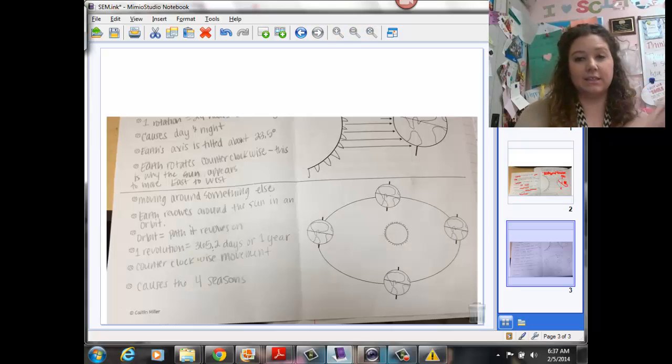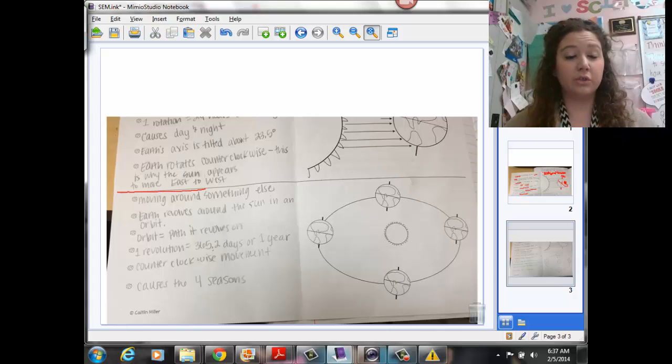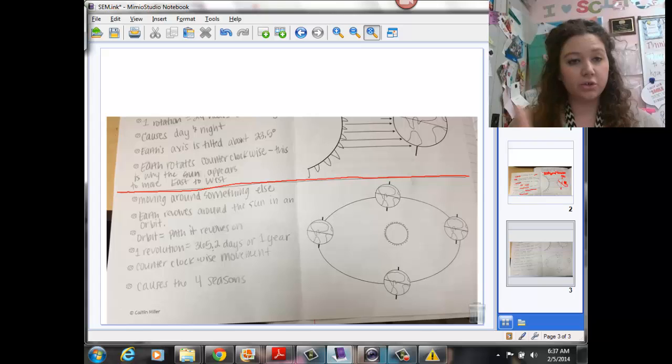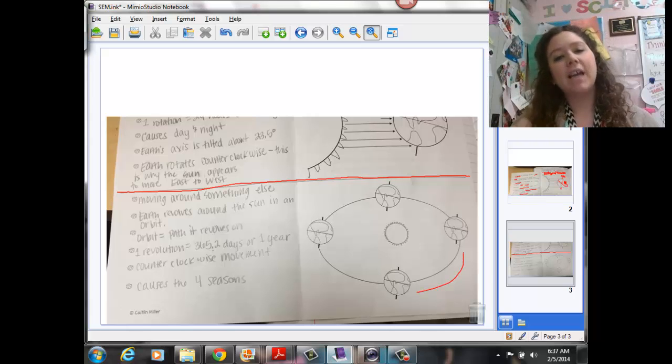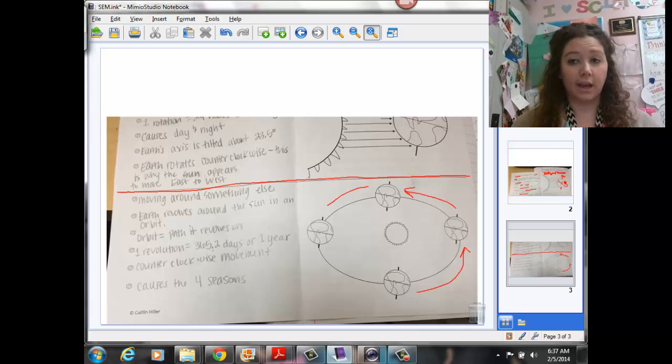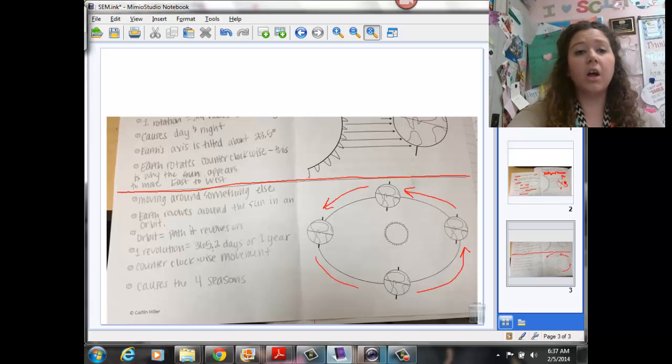on the axis. Now we're on to revolution, and you can look, this diagram looks completely different. So make sure you're on the bottom half of the page. And this time, I don't just see one Earth. I see 4, but I'm not really talking about 4 Earths. I'm talking about how that Earth's moving. And that Earth is moving counterclockwise again. And it is going all the way around the sun this time.